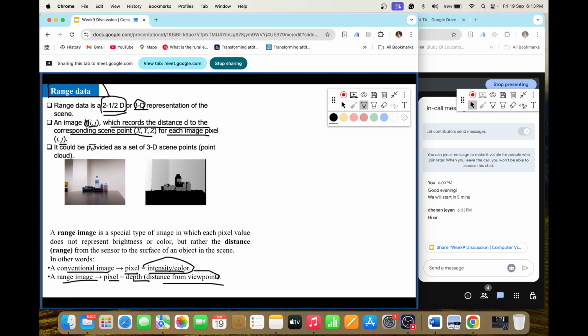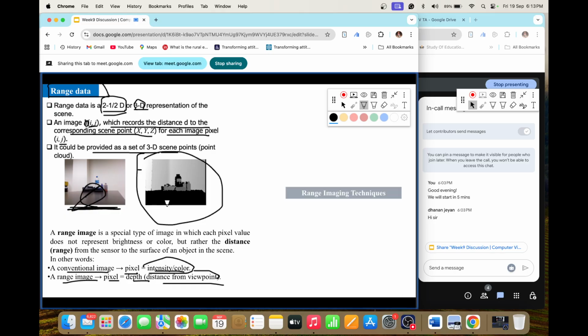Okay, so it could be provided as a set of 3D scene points or the point cloud. So this is the range image. This you can say is a normal conventional image, but if it has depth, we can call it a 3D image. Otherwise this picture is your actual range image. So this is regarding range image.